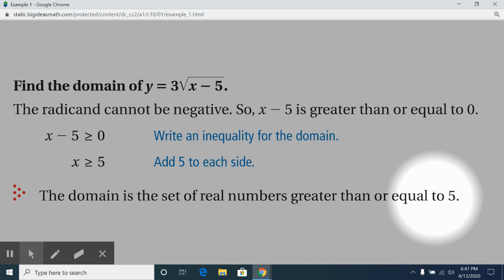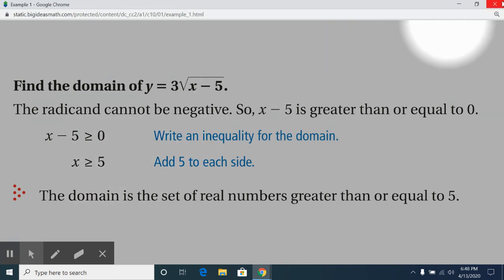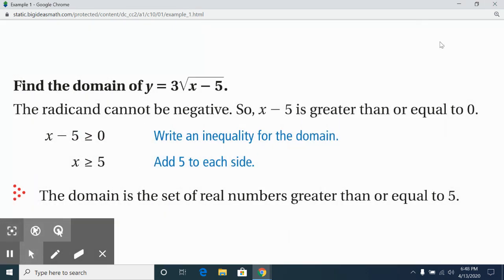Now why is that important? Because it tells us what numbers we're going to plug in for x in order to graph something like this. We would plug in numbers from 5 and on, anything greater than. So let's look at one more where we're just finding domain. Let's focus on that first.